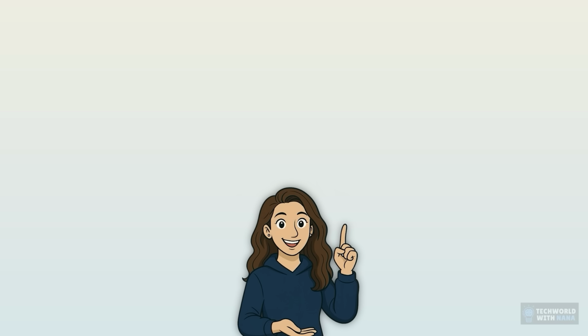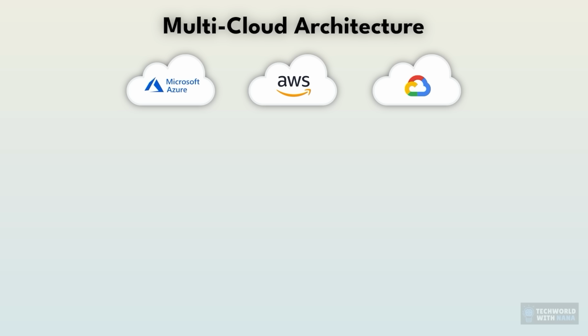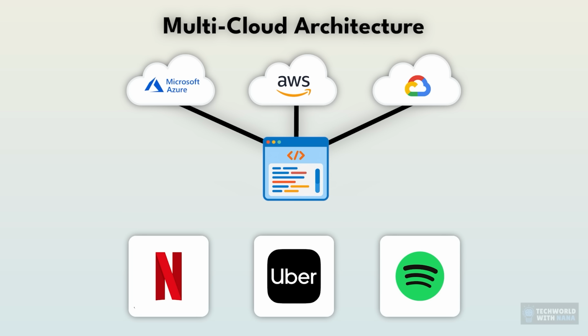If you've been working with cloud platforms, you've probably heard about multi-cloud architecture. The idea of using multiple cloud providers like AWS, Google Cloud, Azure, all in the same application. And you will see that many large tech companies use this approach when they build their infrastructure.